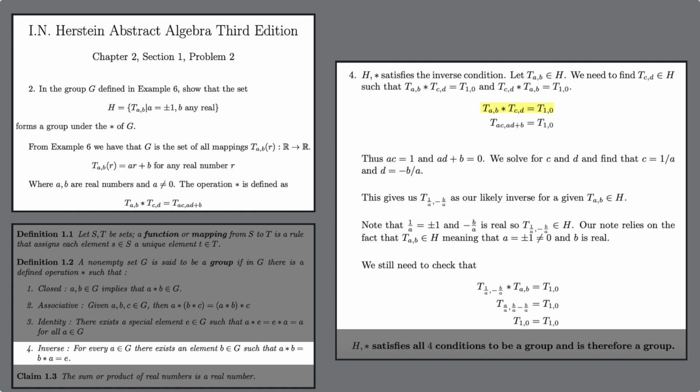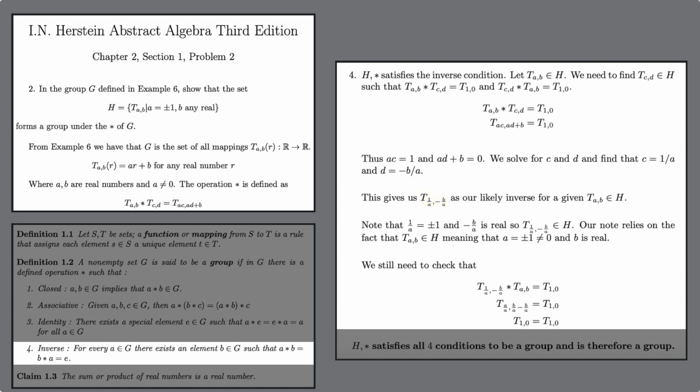So when we apply star here, we get AC equals 1, and AD plus B has to equal 0. Again, A and B were given to us, right? That was the components of the element that we started with, and we're trying to solve for C and D. So when we solve for C and D here, we get 1 over A, and then we get negative B over A. So we want to say that T sub 1 over A, comma, negative B over A is our inverse element. But what do we still need to check? There's two things we need to check to conclude that this is the correct inverse element.